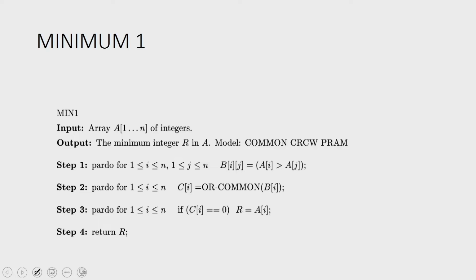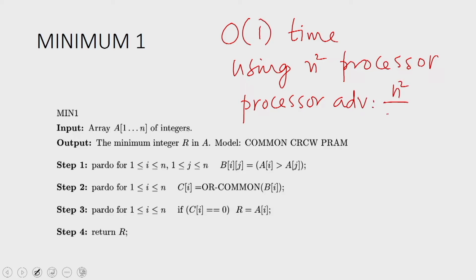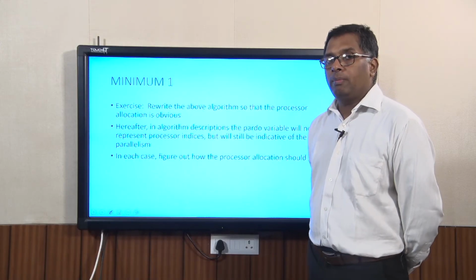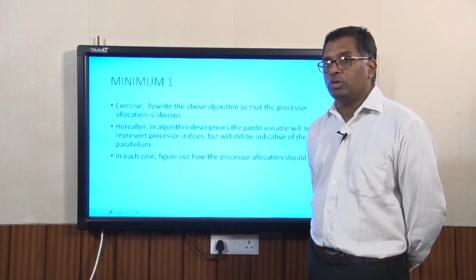So, we find that there are only 3 steps. Each of the steps of the algorithm will work in unit time. So, we now have an order 1 time algorithm using n squared processors to solve an instance of size n. Therefore, the processor advantage is n squared by n, the number of processors divided by the problem size, which is n. So, here we find that the problem size as well as the processor advantage are identical, which is n. So, what we know now is that the problem of finding the minimum of n elements can be solved in order 1 time on common CRCW PRAM using a processor advantage which is equal to the problem size.